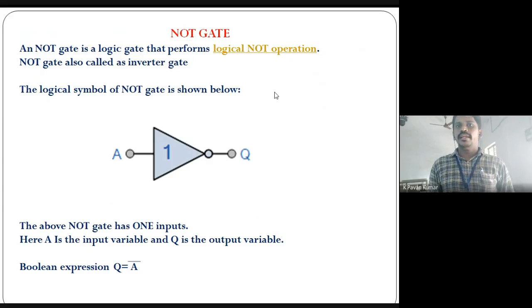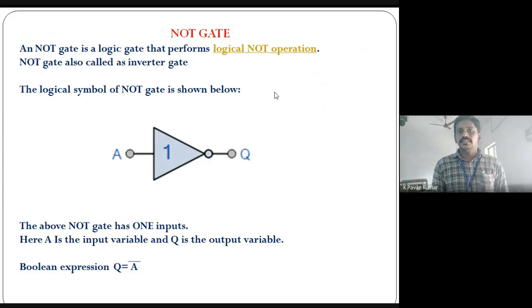NOT gate. A NOT gate is a logic gate that performs the logic NOT operation. It is a single input gate. Another name for the NOT gate is inverter. An inverter is a NOT gate. It has only one input and only one output. The logic symbol of the NOT gate is shown below. In this symbol, we use only one input variable A and output Q equals A bar. A bar means complement of A.